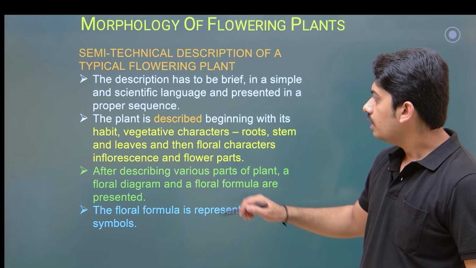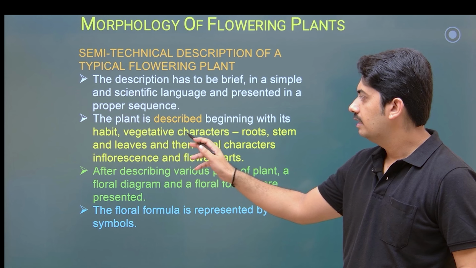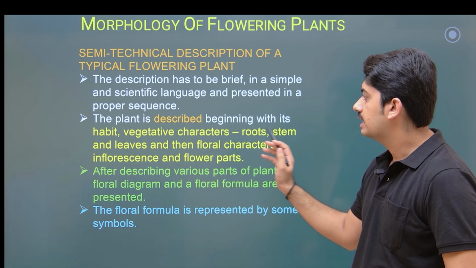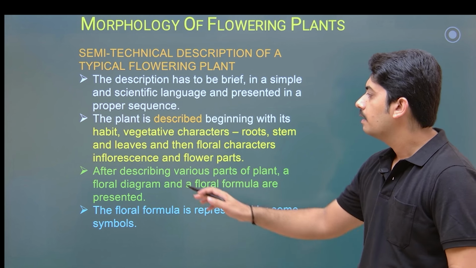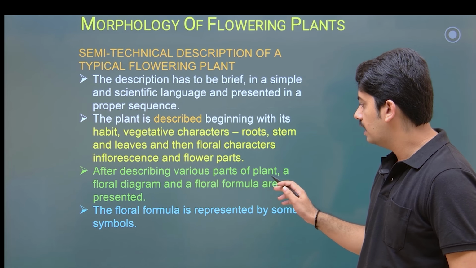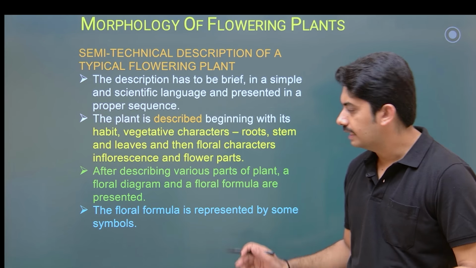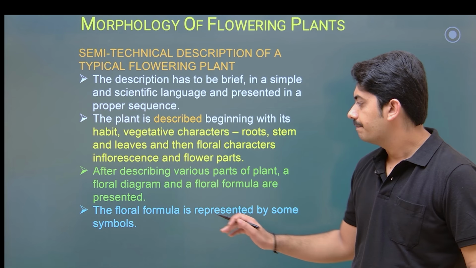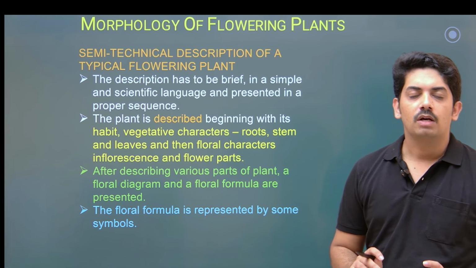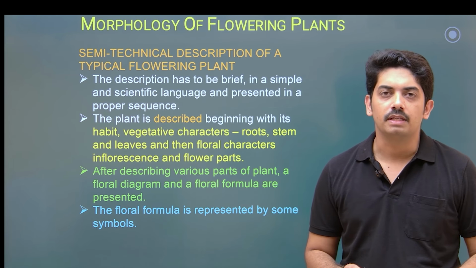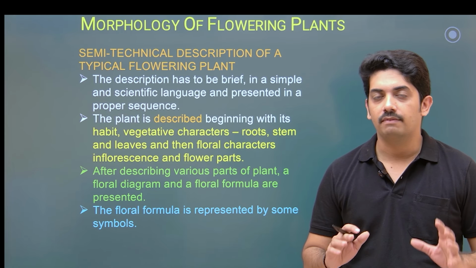So the plant is described beginning with its habit, vegetative characters, root, stem, leaves, and the floral characters, inflorescence, and the flower. After describing the various parts of the plant, a floral diagram and floral formula are presented. That is the very important part. The floral formula is represented by some symbols. Now we are going to study the different symbols used in the representation of the floral formula. It is a very important topic.